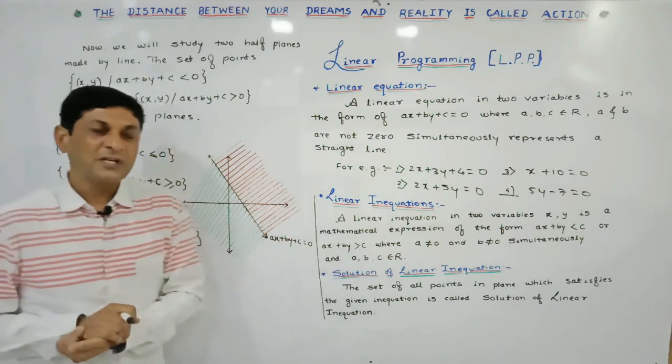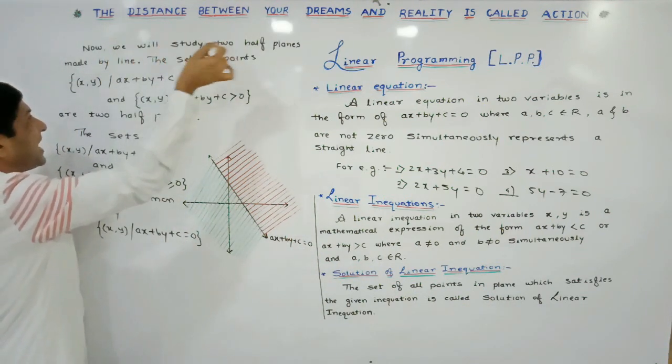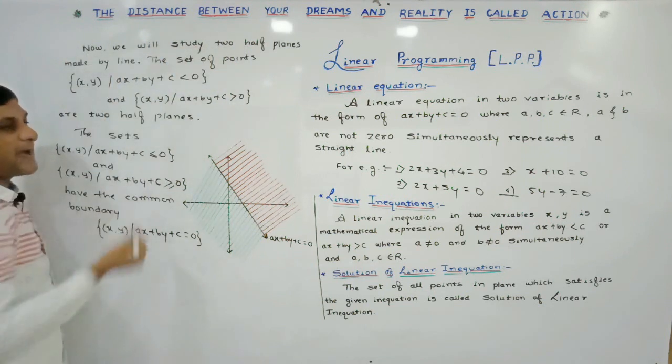Now let us discuss the very important part, that is, the two half planes made by a line.